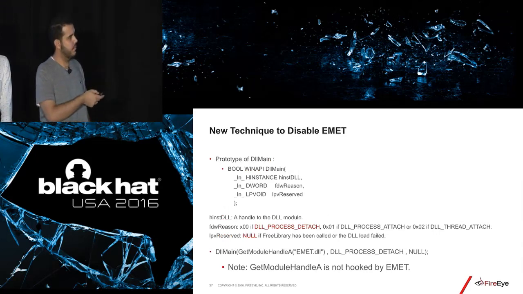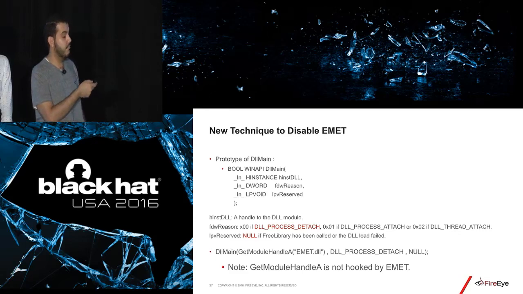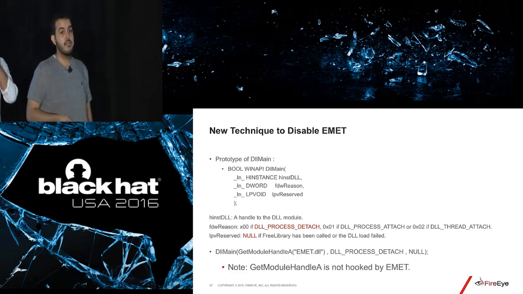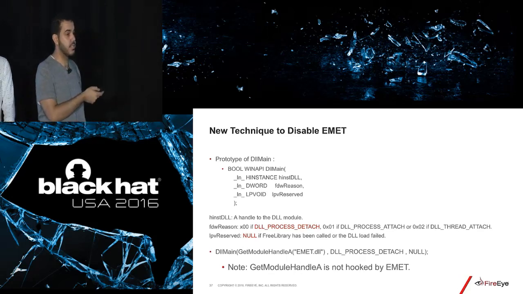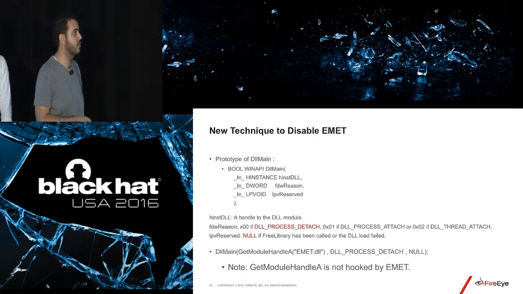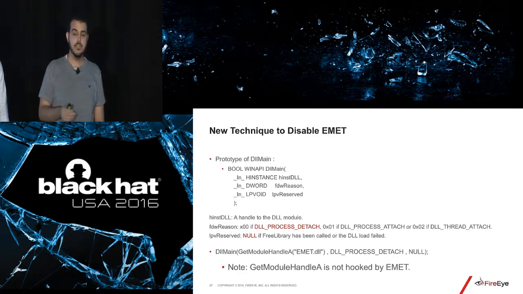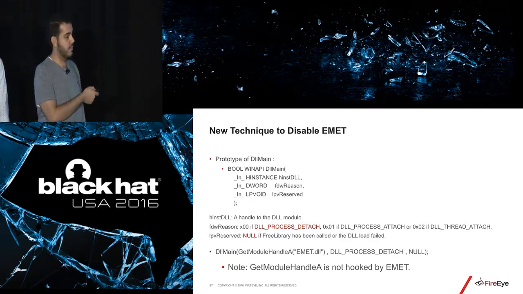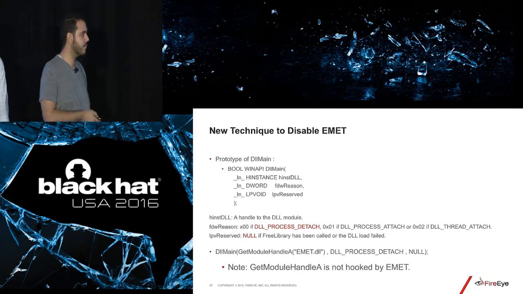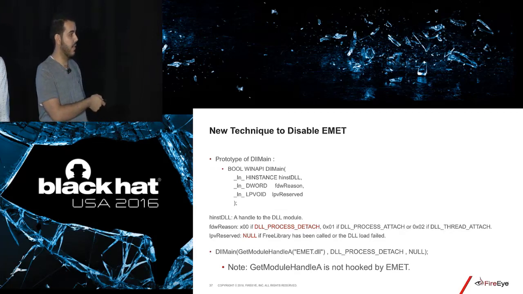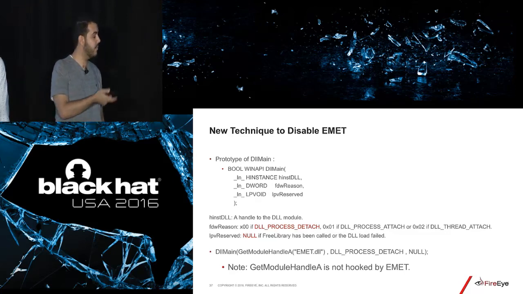So, just for a refresher on the DllMain prototype: the first parameter takes the base address of the DLL, which is the EMET DLL. The second and third parameters should be 0. The second parameter is for DLL_PROCESS_DETACH. So this gives the DLL_PROCESS_DETACH signal to the DllMain for the DLL to be unloaded. Also, the reserved parameter, which is the third parameter, should be 0 or null. To get the base address of the EMET DLL, we have used the GetModuleHandle API, which is unhooked by EMET because it's not considered a critical API.